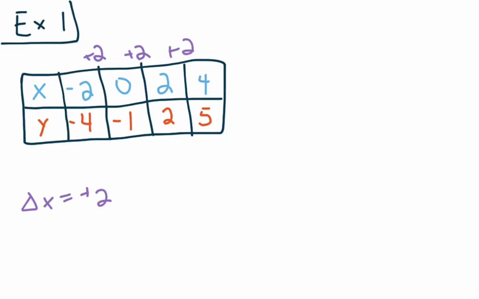Alright, then for delta y, we see that to go from -4 to -1, we add 3. To go from -1 to 2, we add 3 again. And to go from 2 to 5, we add 3 one more time. So therefore, our delta y is going to be equal to +3. Now keeping in mind, our formula for slope is going to be m is equal to delta y over delta x. So it's going to equal 3 over 2. Okay, so again, just a quick review on how to find our slope from a table with that first example.